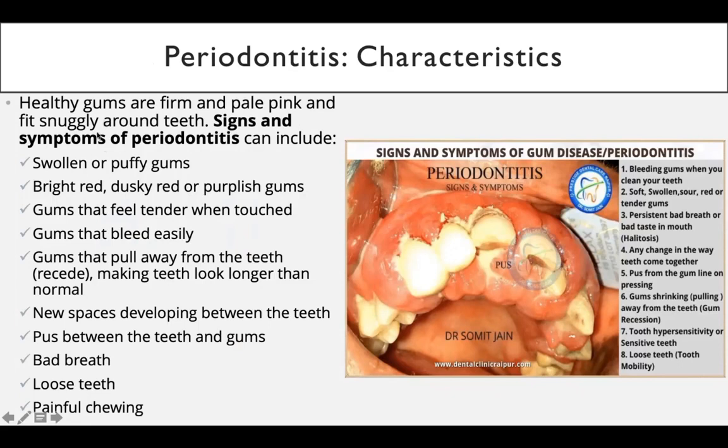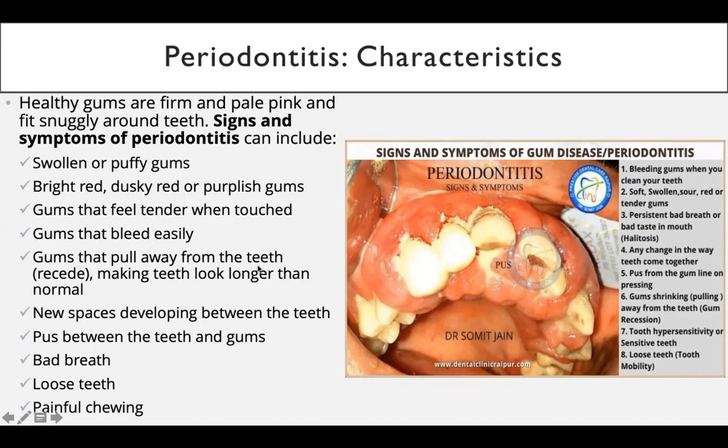But when there is periodontitis, symptoms can include puffy gums, also seen in gingivitis, and bright red, dusky red, or purplish gums, also seen in gingivitis. That's easy to remember. I'm trying to make you see the common things in both types of periodontal disease, gingivitis and periodontitis, so that you can remember most of the characteristics and reproduce them at the time of your exam. Gums that feel tender when touched: gingivitis also has this, because that's also inflamed. Gums that bleed easily: gingivitis also has this, same as periodontitis.